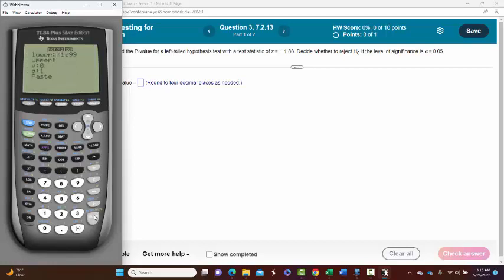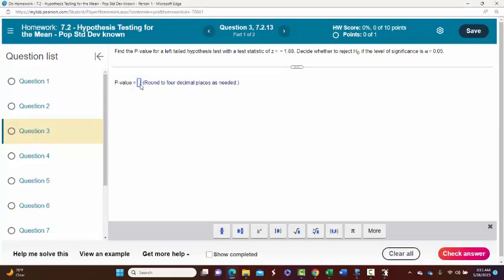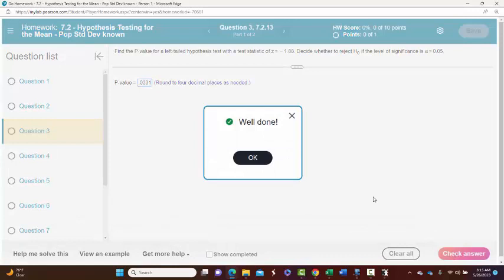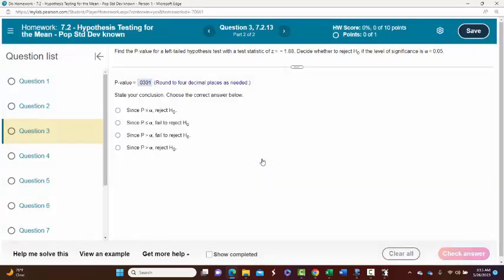Normal CDF. Okay, this is less than, so that's where I want it to start, right there. The upper will be negative 1.88. 0 and 1 are fine. It wants 4 decimal places, so I'm going to go 0.0301. Got it. Now let me show you the Excel command, though.